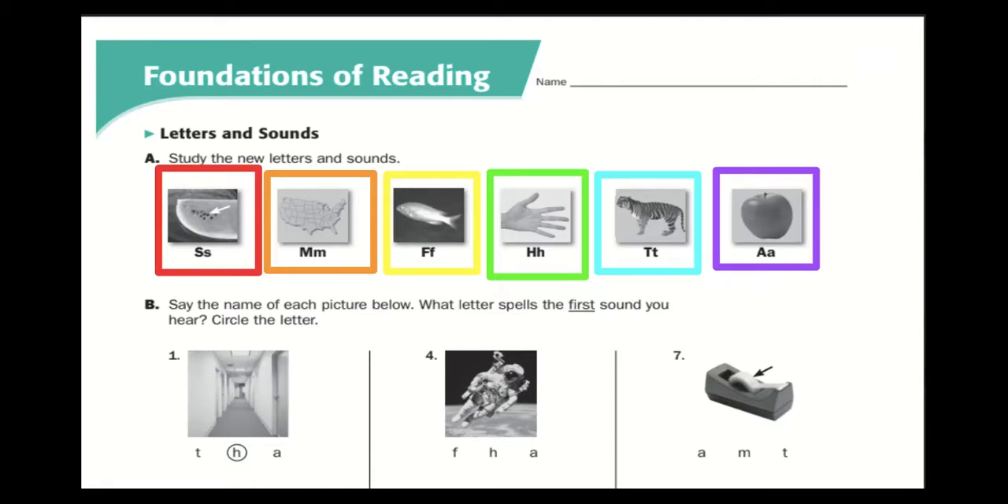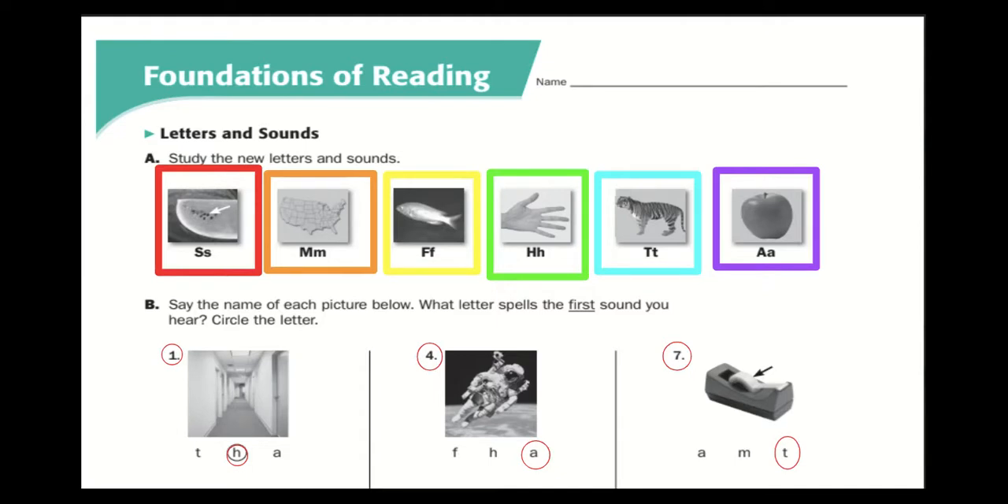All right. Next row, you're going to say the name of each picture below. And then what letter spells the first sound you hear? We're going to circle the letter. So now here in number one, they already did that for you. It's a picture of a hall. They circled it. So now let's take a look at the next one, four. That's an astronaut. Astronaut. So which letter is it going to be? F, H, or A? Astronaut, A. Number seven here. You remember the name of that picture? Tape. So is it going to be the A, the M, or the T? That's right. It's the T.